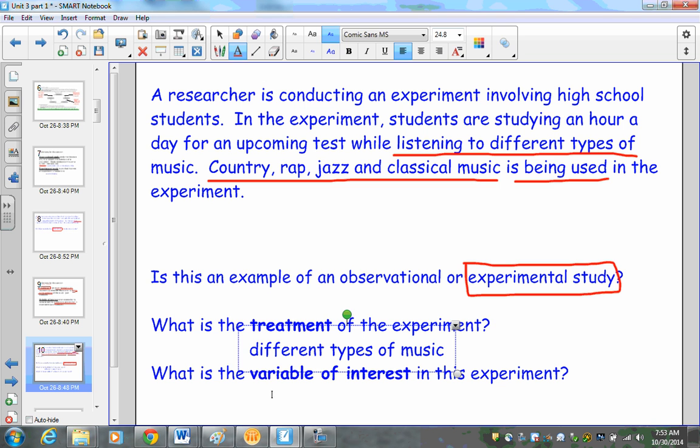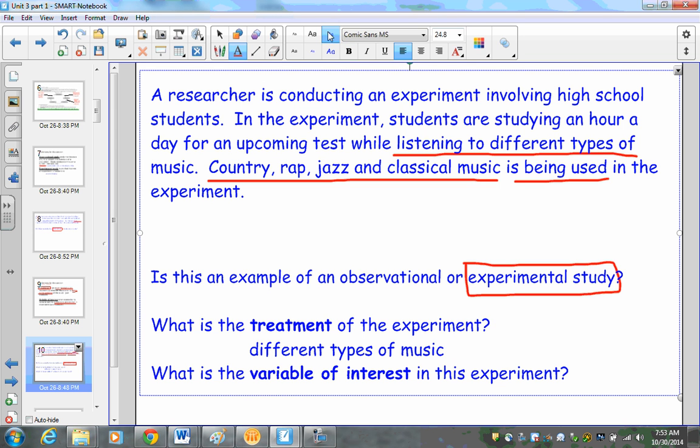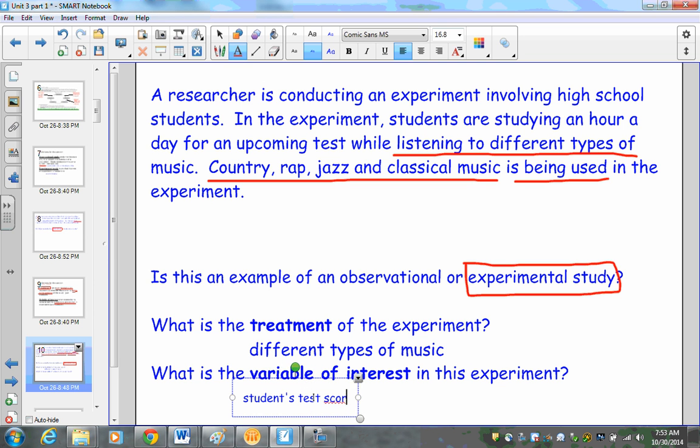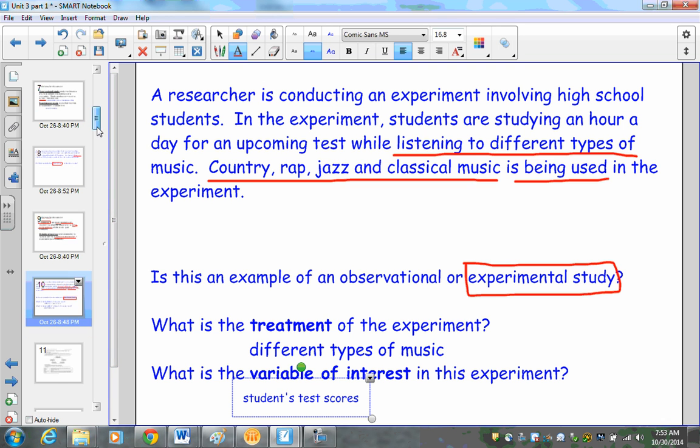Now, what is the variable of interest? Meaning, what is the researcher trying to determine in this particular experiment? And that is going to be the students' test scores. So what is the variable of interest? Well, the teacher just wants to know what the test scores are going to be.